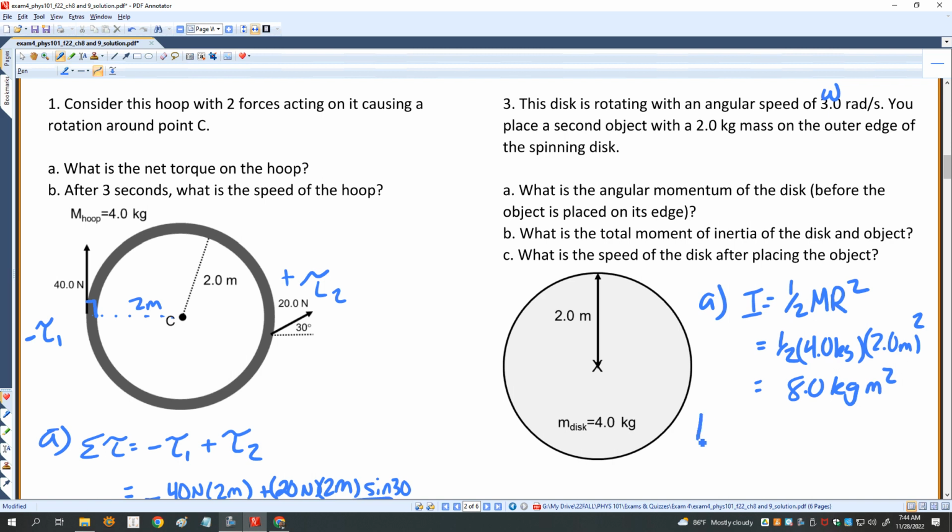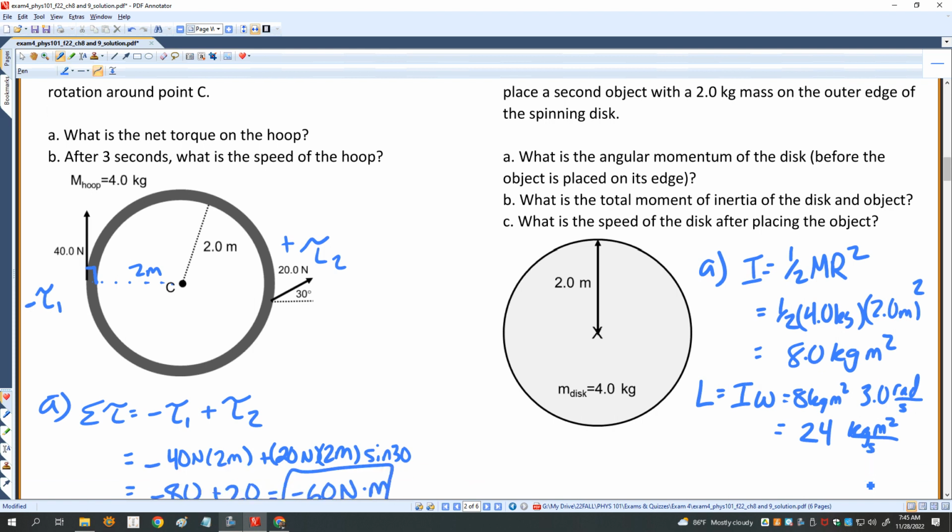Now to find the angular momentum is going to be L equals I times omega. That's going to be 8 kilogram meters squared times omega, which is 3 radians per second. So I get an angular momentum of 24 kilogram meters squared per second. So that is my angular momentum of 24.